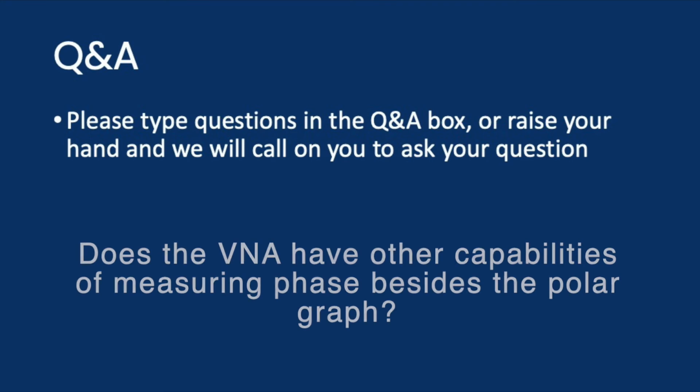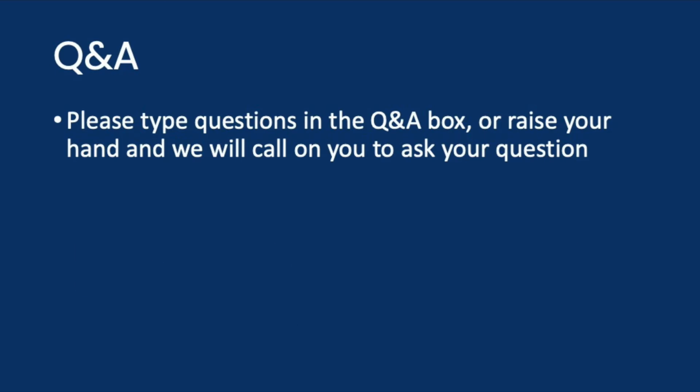He's asking, does the VNA have other capabilities of measuring phase besides the polar graph? Yes, for phase, you can measure it like those amplitude traces where you had amplitude versus the frequency. You can do phase versus frequency that way as well. Or of course, there's also the conventional Smith chart that's available.